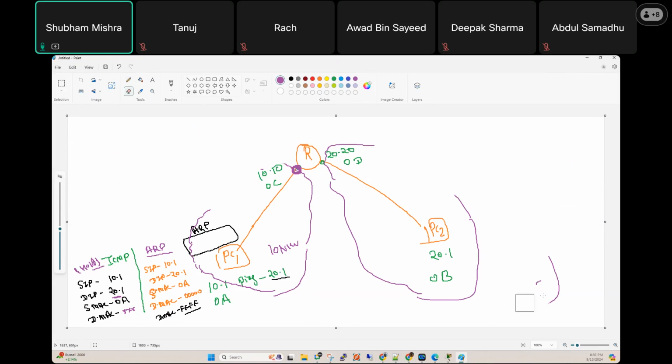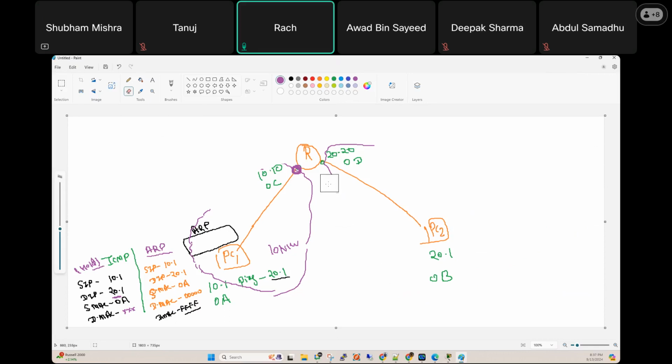Okay. So does anyone have a different answer? Is the thing which I have written here the same, or will there be any change?